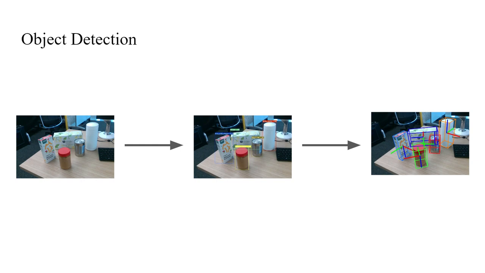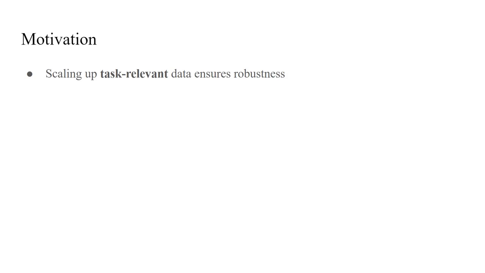Our work focuses on the problem of object detection, which often serves as the bottleneck for most state estimation pipelines, such as pose estimation. We find that scaling up task-relevant data is key for ensuring robustness.